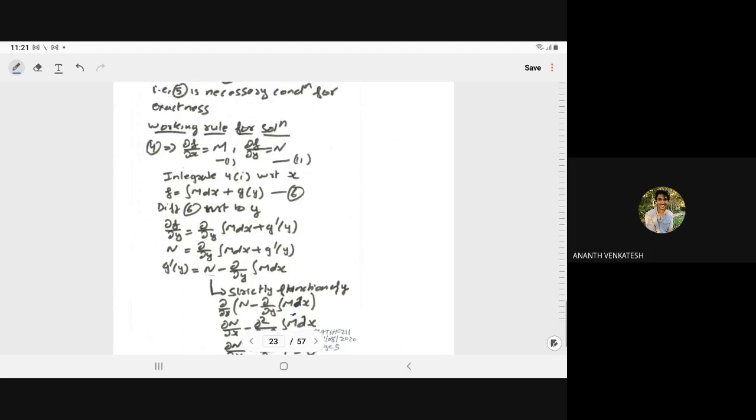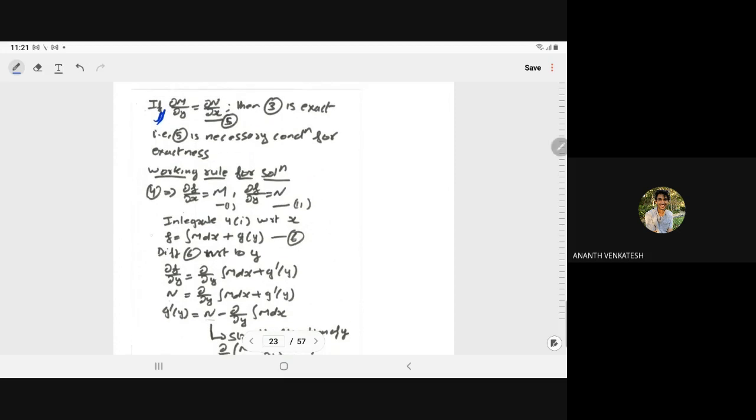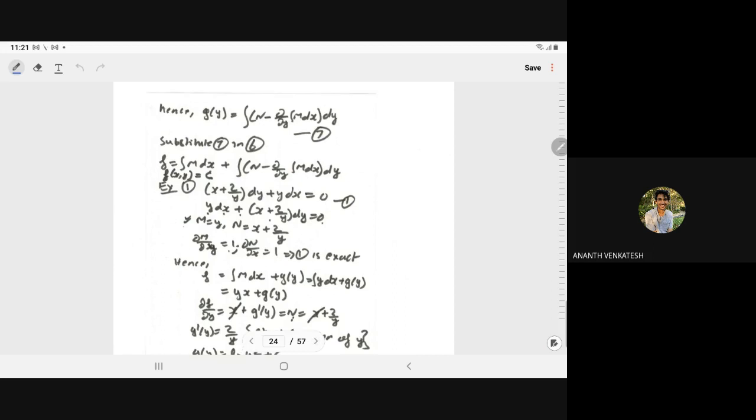So now we have this g dash. Where is the solution? The solution is this one. So here we put g(y) is equal to the integral of (N minus del/del y of the integral of M dx) with respect to y. On substituting this value of g in the sixth one, f will come as the integral of M dx plus g(y). So the solution will be f(x,y) is equal to c.